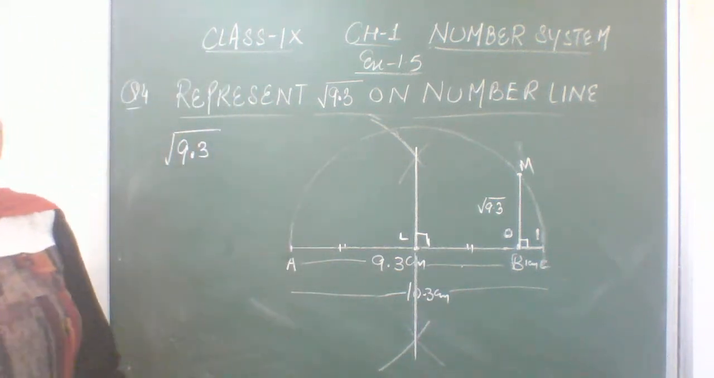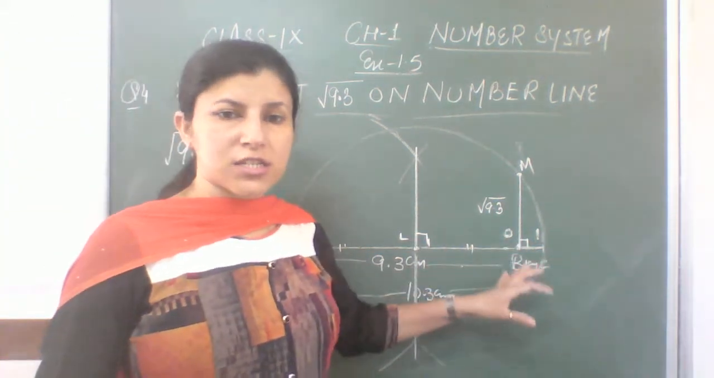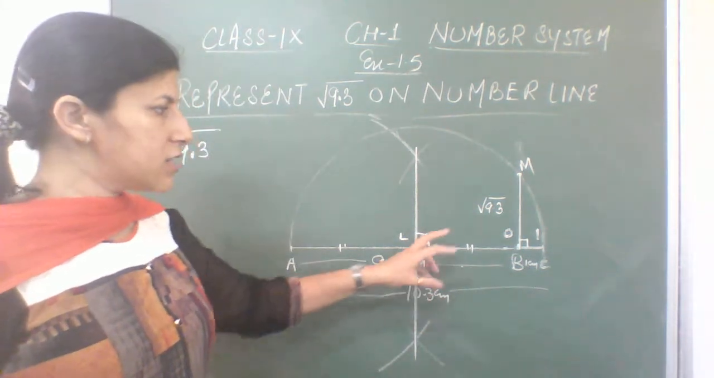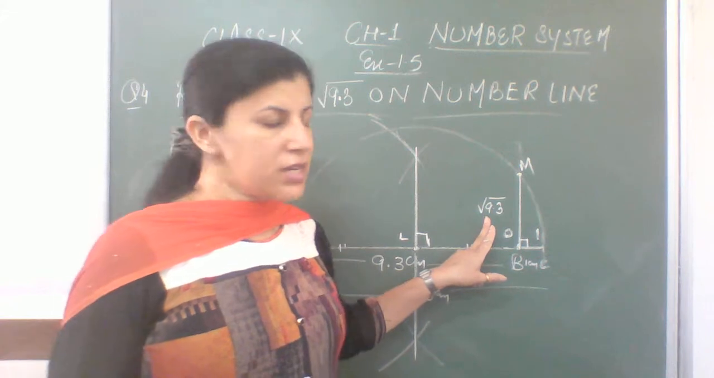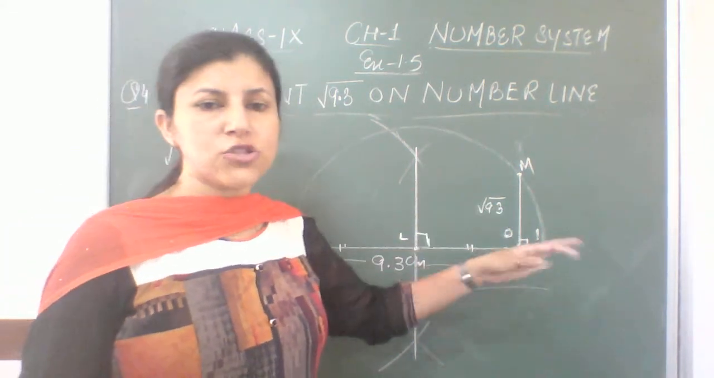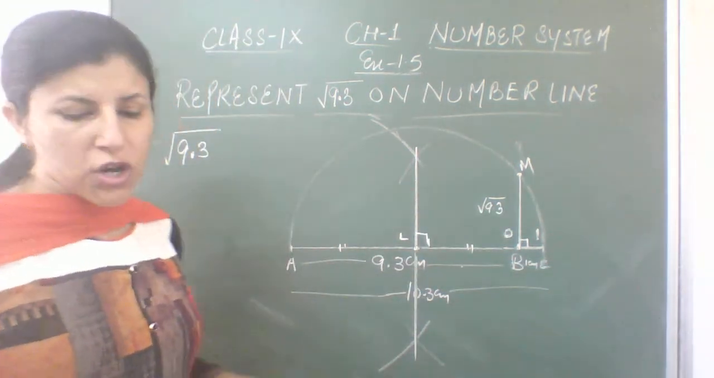Root 9.3. Now why is this so, my child? Its justification I will give you at the end. Right. Now this BM is of length root 9.3. Now we have to plot this length on the number line. Now what will we do to draw it on the number line?